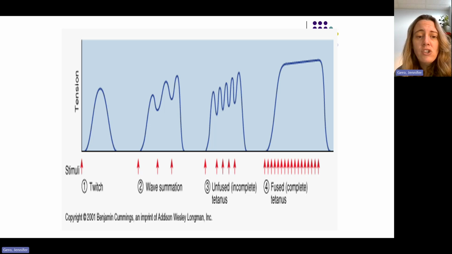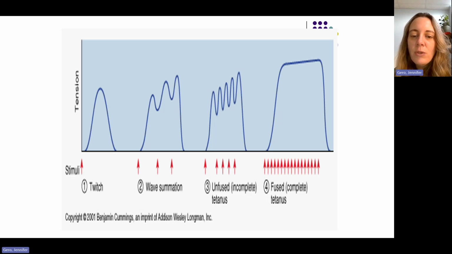Okay, wave summation is showing here where you have a stimulus. We start to see relaxation, and then another stimulus comes, and that next contraction is slightly stronger. And then the third stimulus comes, and that third is slightly stronger because of the concept of wave summation. Number 3 is unfused or incomplete tetanus, which is really being shown here. And number 2, the wave summation, where you're having 1, 2, 3, 4, 5 stimuli that are coming at a rate where you're getting partial relaxation, but then slightly stronger contraction, partial relaxation, and then getting stronger, stronger, stronger.